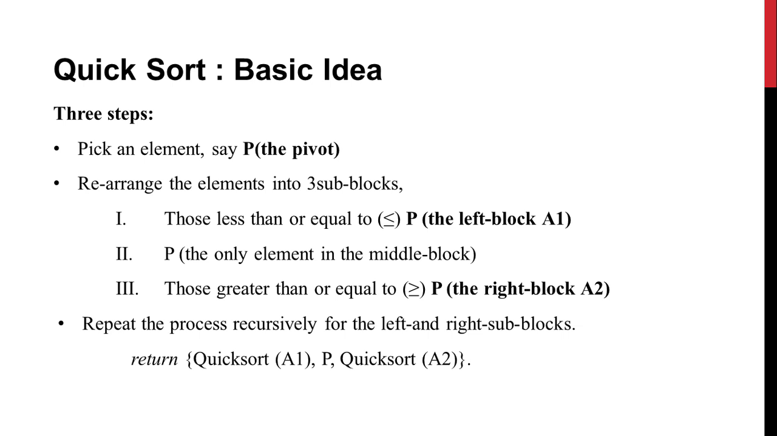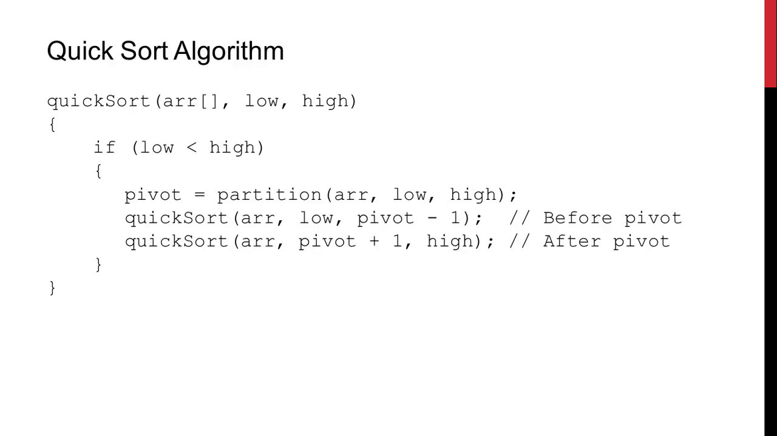Then we pick the sub-arrays, the elements on the left of the pivot and the elements on the right of the pivot, and we perform partitioning on them by choosing a pivot in the sub-arrays. So in the quicksort algorithm, we have two functions. One is quicksort, the second is partitioning.